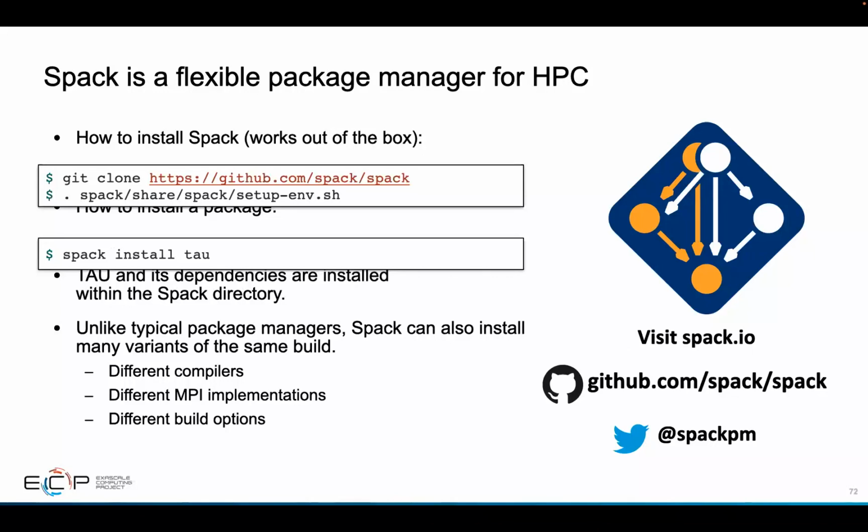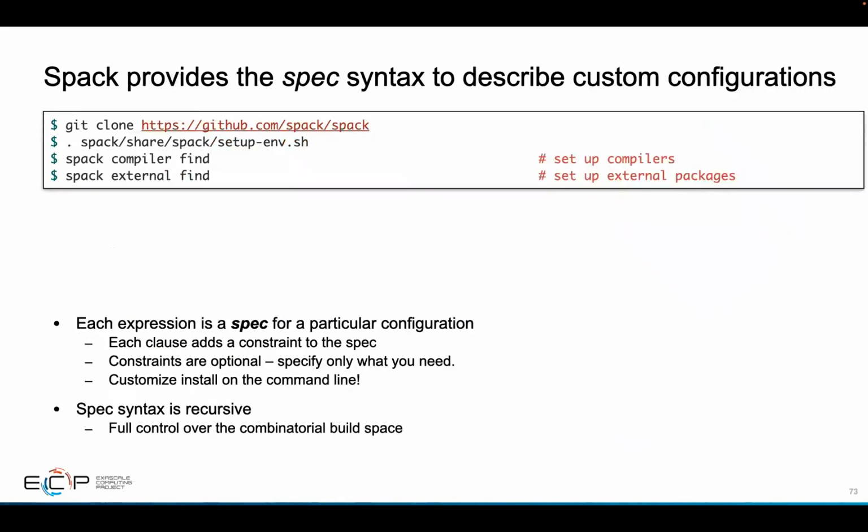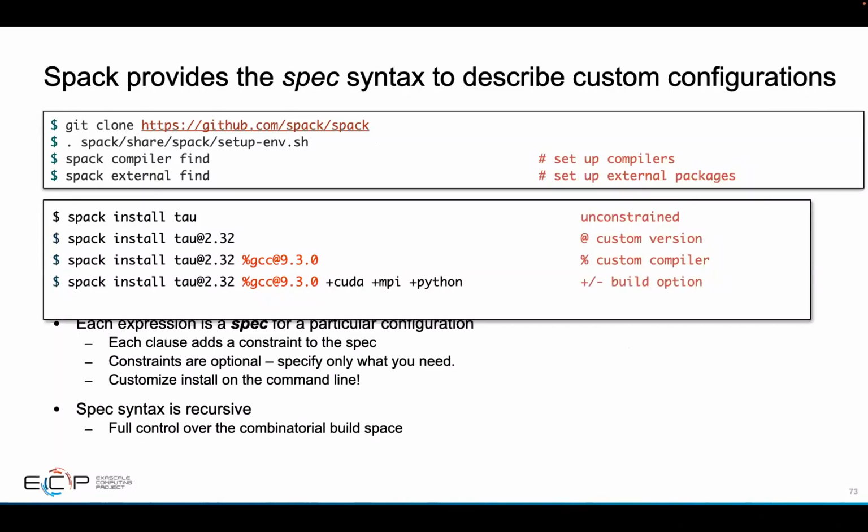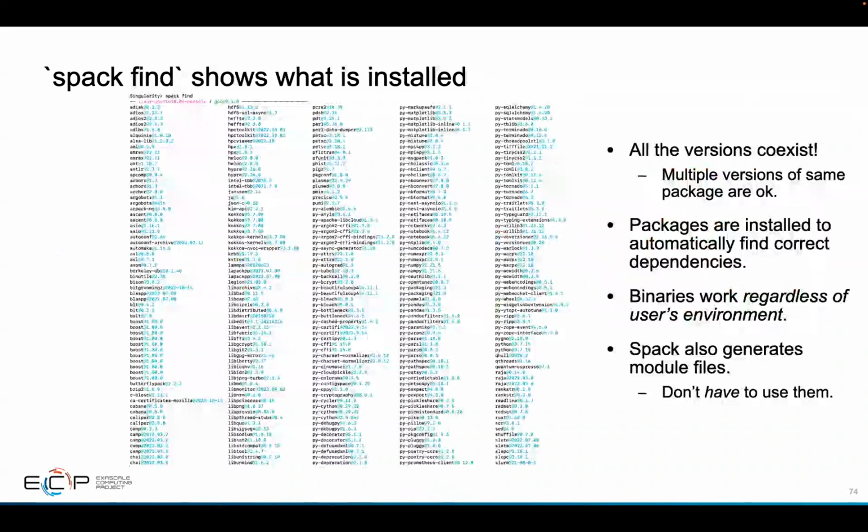So to use Spack, just clone it, source the environment, and just install it. I also recommend that you do the compiler find and external find to set up other packages. You can say spack install TAU, or TAU version 2.32 with GCC compiler 9.3.0, with CUDA, with MPI, with Python. But you can specify that, no, I don't want any other MPI. I want MVAPICH2, version 2.3, without the RPATH argument. So you can customize your installation of TAU very easily.